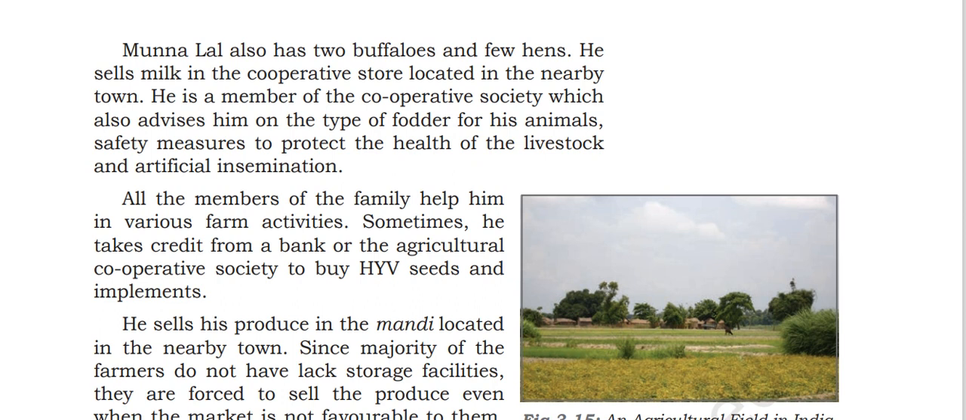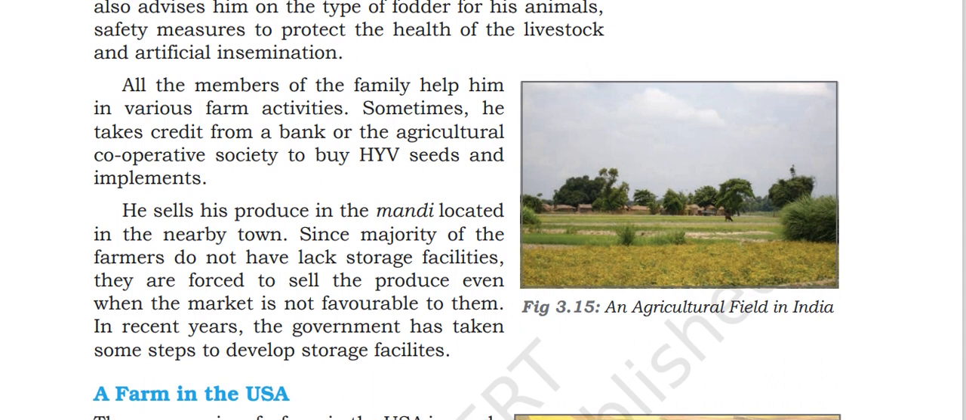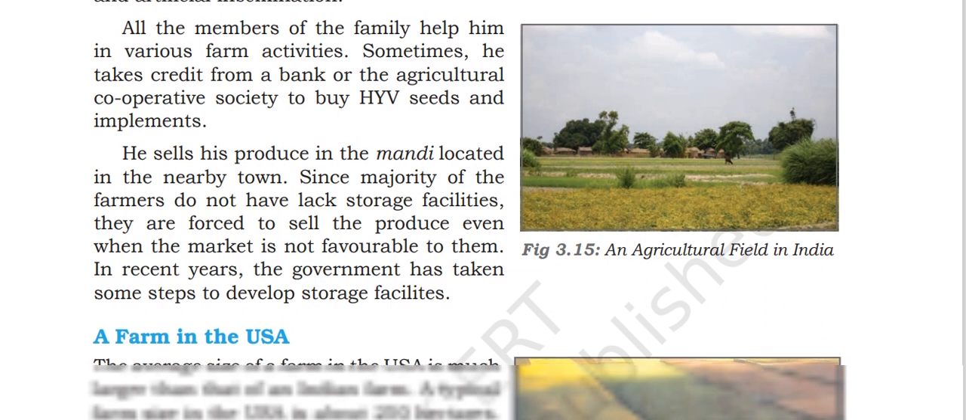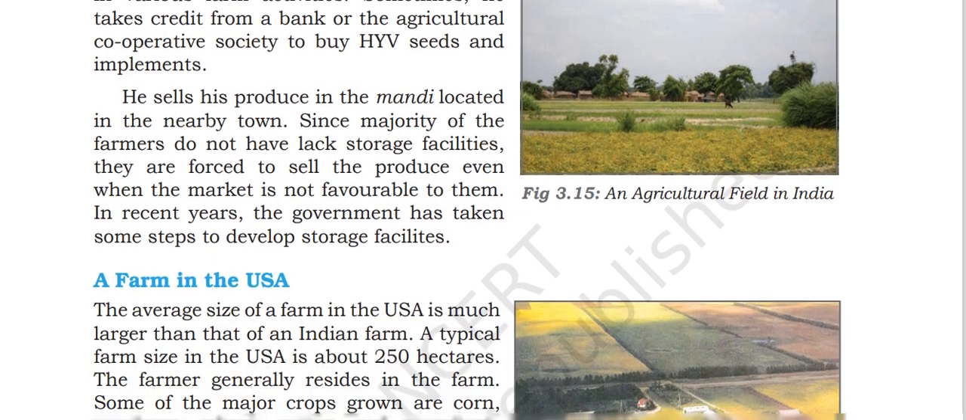Sometimes he takes credit from a bank or the agricultural cooperative society to buy high yielding variety seed and fertilizer. He sells his produce in the mandi located in the nearby town. Since the majority of farmers do not have storage facilities, they are forced to sell the produce even when the market is not favorable to them. In recent years, the government has taken some steps to develop storage facilities and agricultural markets in India.